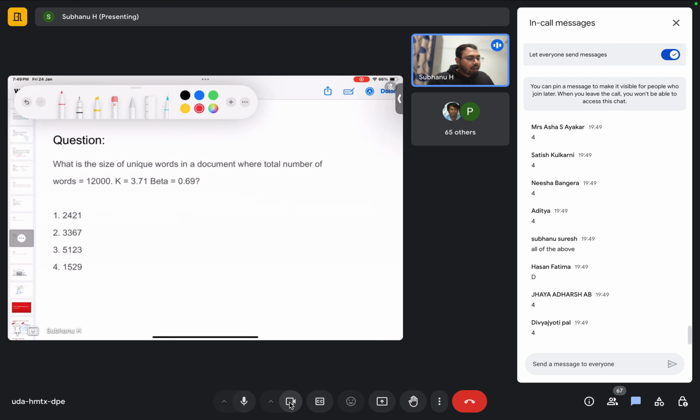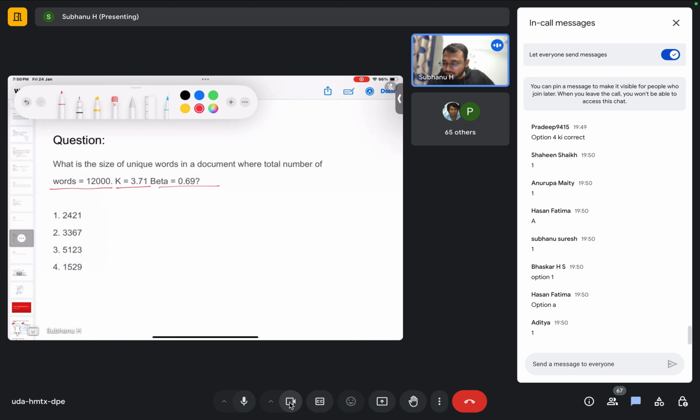Now this is our last question of today's class. What is the size of unique words in a document? The total number of words is 12,000, k is 3.71 and beta is 0.69. So there we have to use a law here. That law corresponds to how the size of vocabulary grows with the size of corpus. So what are the number of tokens and what is the size of vocabulary? Some of you are already giving the option.